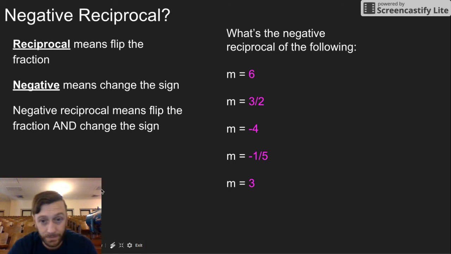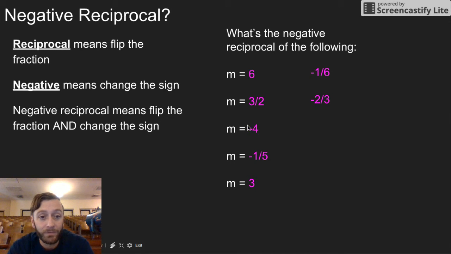Here's some examples, right? Trying to see if you can get the negative reciprocal of these 5. Pause the video. And here they come. So for 6, right? It isn't in fraction form yet, but we can say that's 6 over 1. So we flip it, it becomes 1 over 6, and we make it negative. So your answer is -1/6 is the negative reciprocal of 6. So the negative reciprocal of 3 over 2, it's already a fraction, so that's easy. The reciprocal would be 2/3. We change the sign, it becomes -2/3.